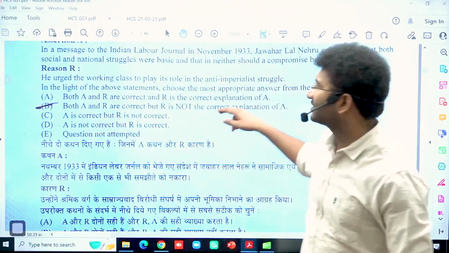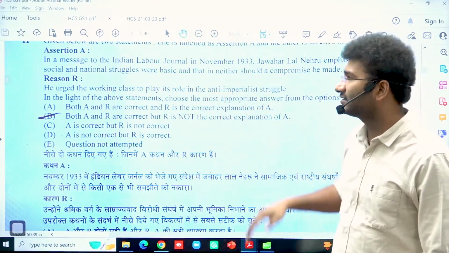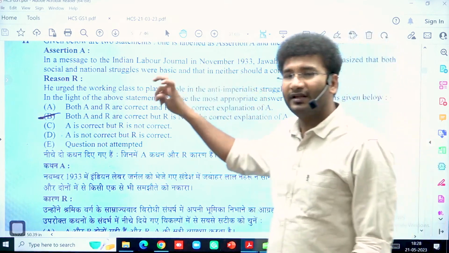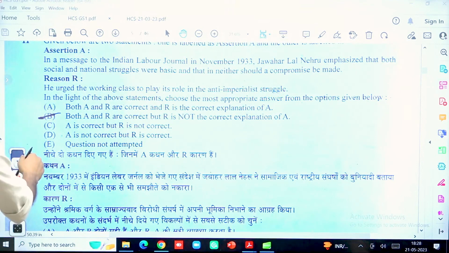Okay, look into the statement here. He urged the working class to play its role in the anti-imperialistic struggle. So it can be used as the reason. So the answer here would be: both A and R are correct, and R is the correct explanation of A. Okay?